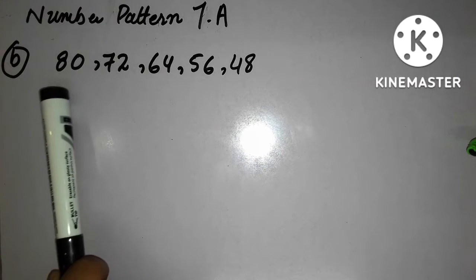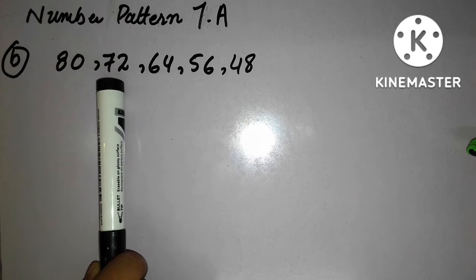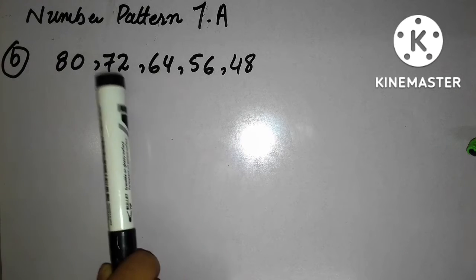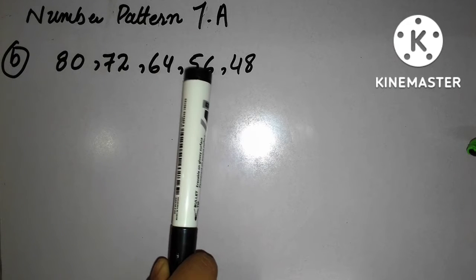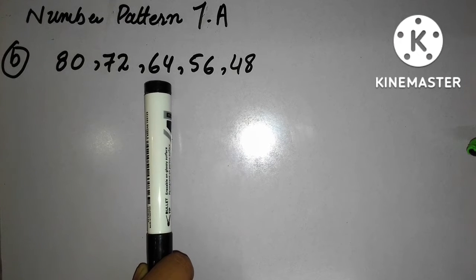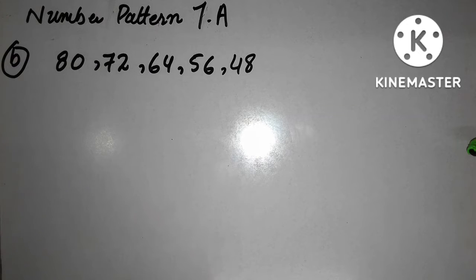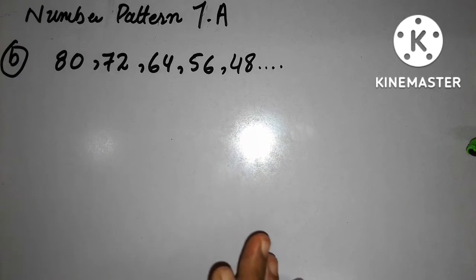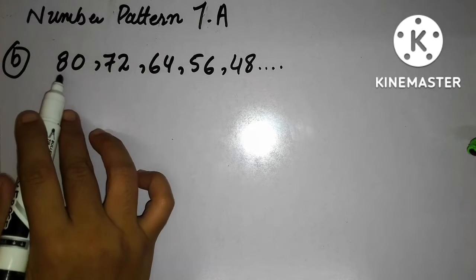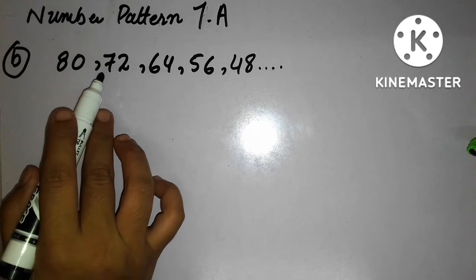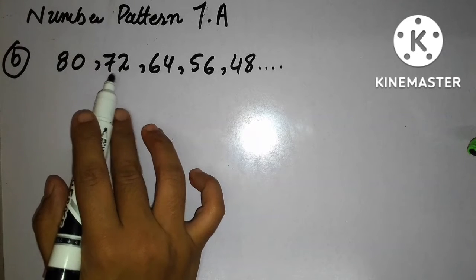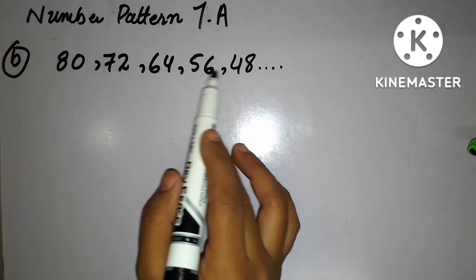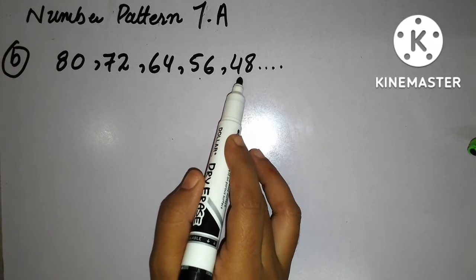As you can see, 80 is a bigger number and then 72 is a smaller number than 80. Then 64 is again smaller than 72. 56 is again smaller than 64. And 48 is a smaller number than 56. Again we have to state the rule, how 80 makes itself 72 and 72 makes itself 64, 64 makes itself 56, similarly 56 makes itself 48.